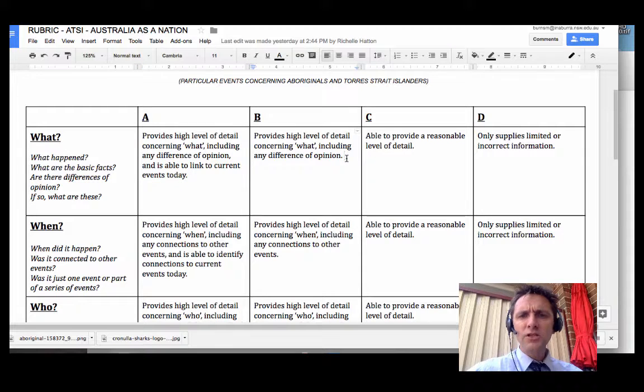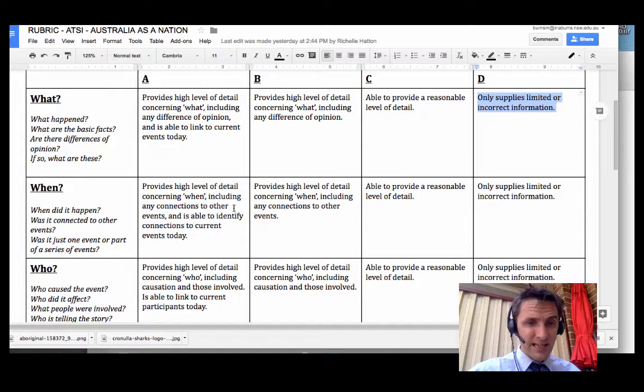If you want to get a B, you're just going to be providing a high level of detail concerning what, including differences of opinion. But you note you haven't necessarily linked it to current events today. Not current events back then, current events today in 2016. So for example, if you're looking at an A, what would the stolen generation have to do with today? How can you link it to today? B, you wouldn't make any links to today. C, you would just be providing a reasonable level of detail with regards to what. And D, you might just give some limited or even incorrect information.